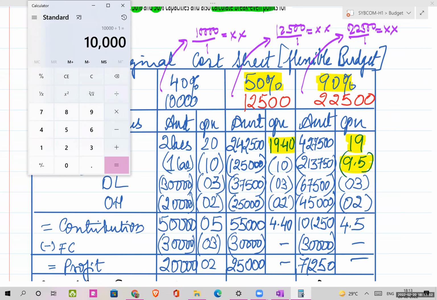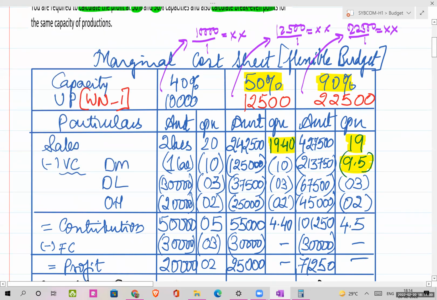Divide by 1 equal to into. So first answer I want for 20. So I'll type 20 on the calculator and press the equal to sign. So it is 2 lakhs. Then type 10, press equal to, you will get the answer 1 lakh. Type 3, press equal to, you will get the answer 30,000. Type 2, press equal to, you will get the answer 20,000. So this is how you have to do.